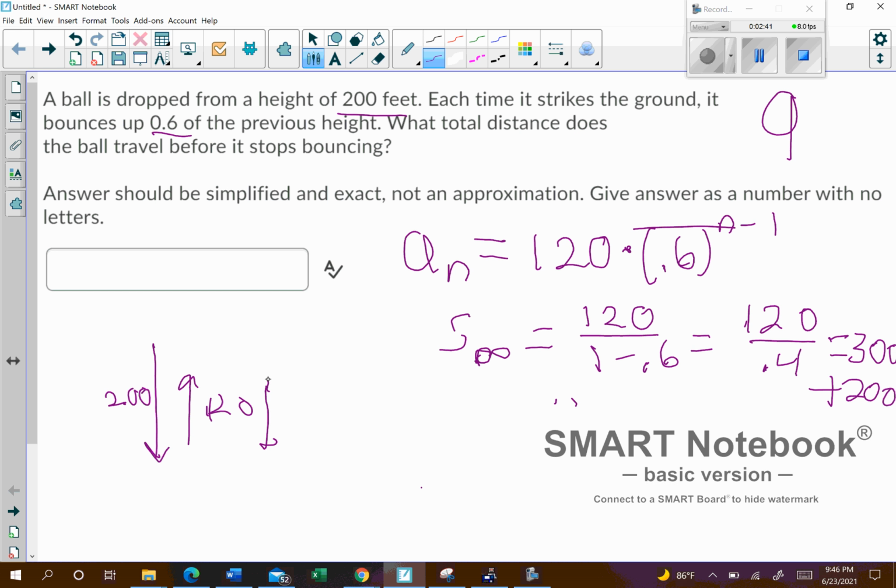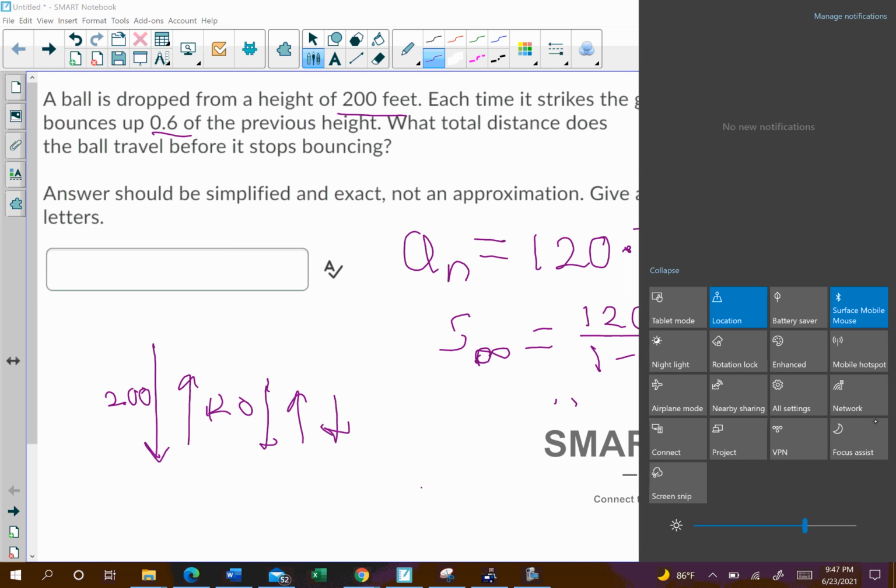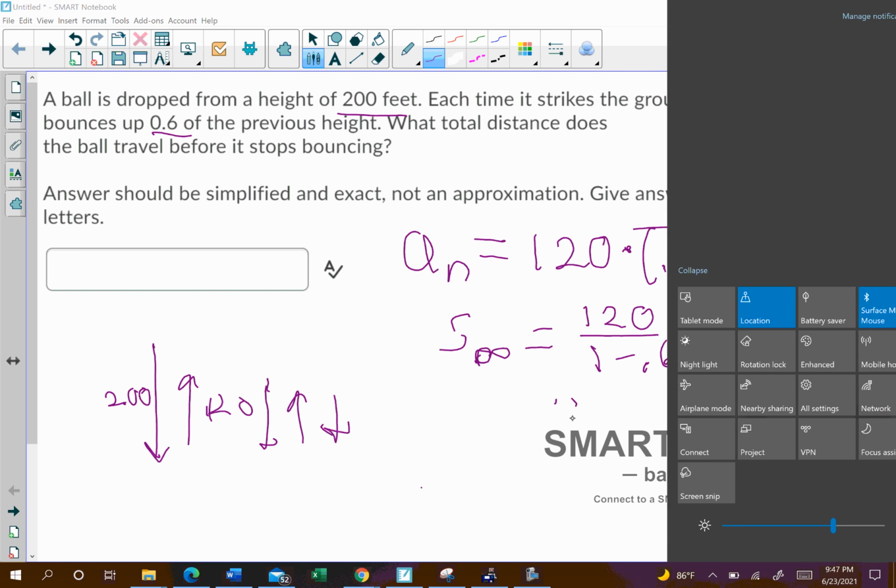And so really what we're going to have to do is count that 300 there twice, because every time it bounces up, it travels that distance, but then it travels the same distance to come back down. Then it goes up, and it goes down. So the question was a little tricky here. And so actually we're going to have to add another 300 onto that. Did it again. There we go, 300.